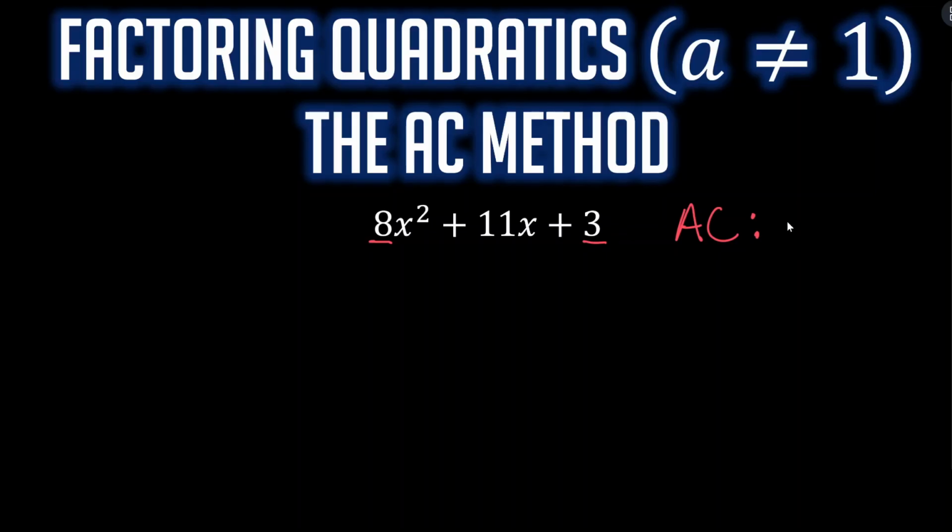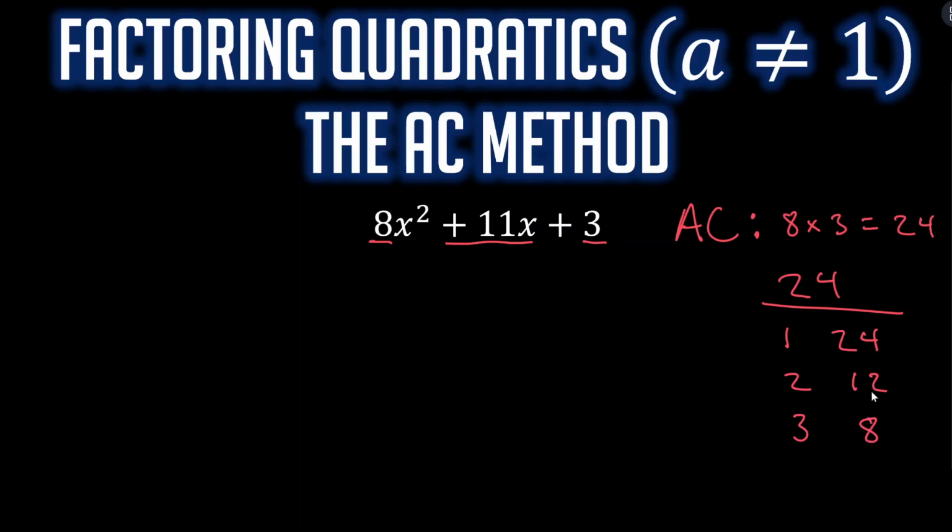We want to multiply these together. 8 times 3 equals 24. And why we care about this 24 is we use it to find two numbers that multiply together to be 24 and add together to be 11. So we're always looking at b. We want two numbers that multiply together to be a times c and add together to be b, which in this case is 11. So let's list them out. Since 11 is positive, we only need to consider the positive factors. Negative factors will add up to a negative number. So 3 and 8 looks like it's going to work.